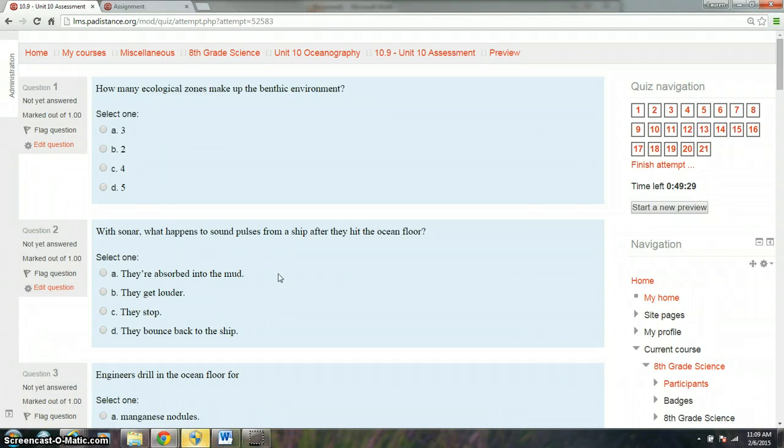Question 1. How many ecological zones make up the benthic environment? A, 3, B, 2, C, 4, or D, 5?